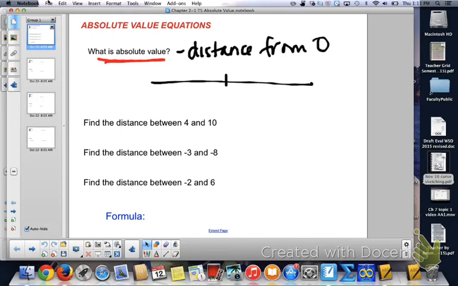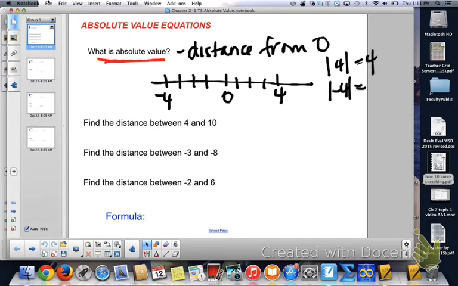So one thing you have to keep in mind when you have the absolute value, say between here to here, the absolute value of 4 means 4 is 4 units from 0. Well, the absolute value of negative 4 is also 4 units from 0. So a distance is positive, okay? A distance is positive.